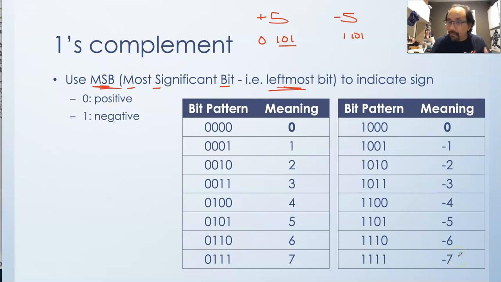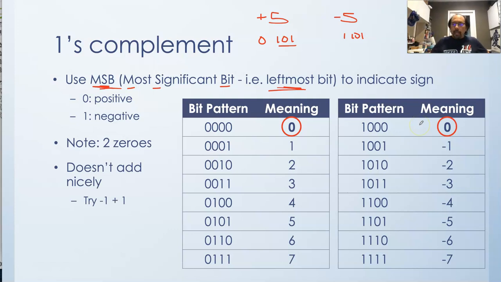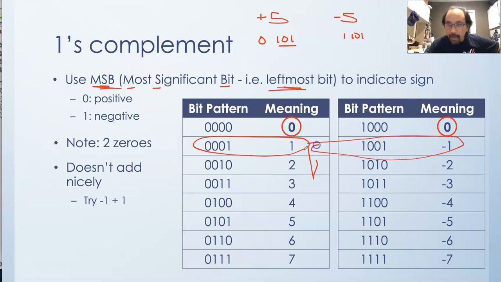Now, this is a pretty straightforward way of encoding it, and that's called 1's complement. There are a couple of problems. One is that there are 2 zeros, and that's a little annoying, that I have a positive 0 and a negative 0. The other thing is that it adds strangely. It doesn't add, you could say, normally. So if I took 1 and negative 1, and if I wanted to add these together, 0001 plus 1001, what do I get?